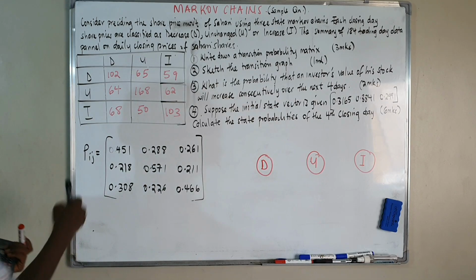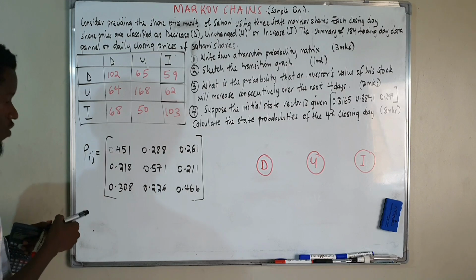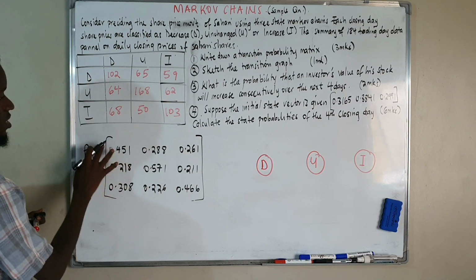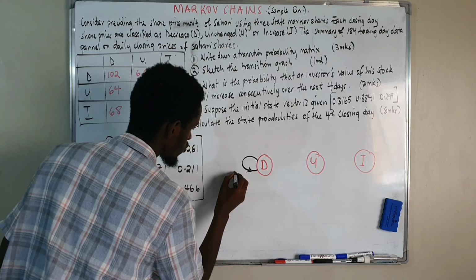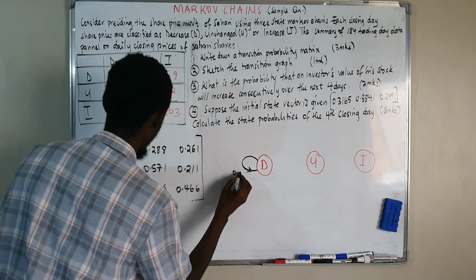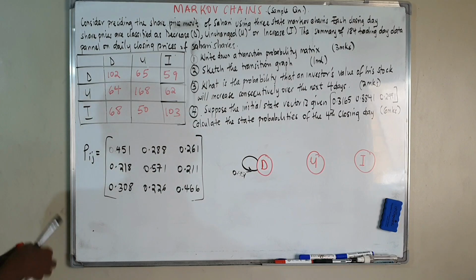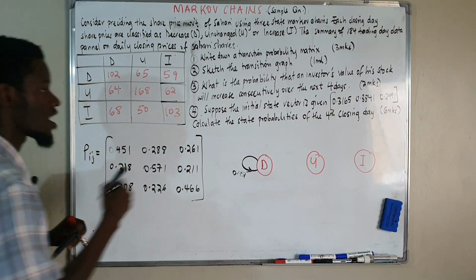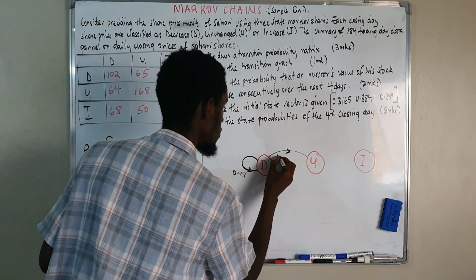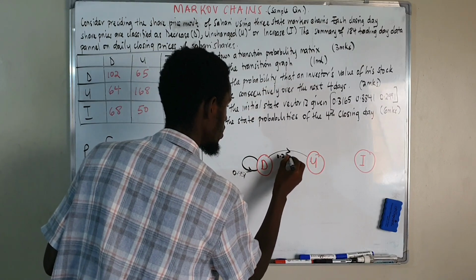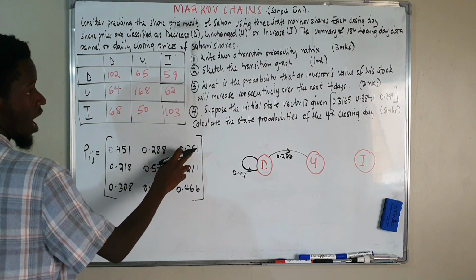Say now, I'm coming from D to D. It's going to be 0.451, because remember this is DD, coming from D back to D. Now, I'm coming from D to U. It's going to be 0.288.